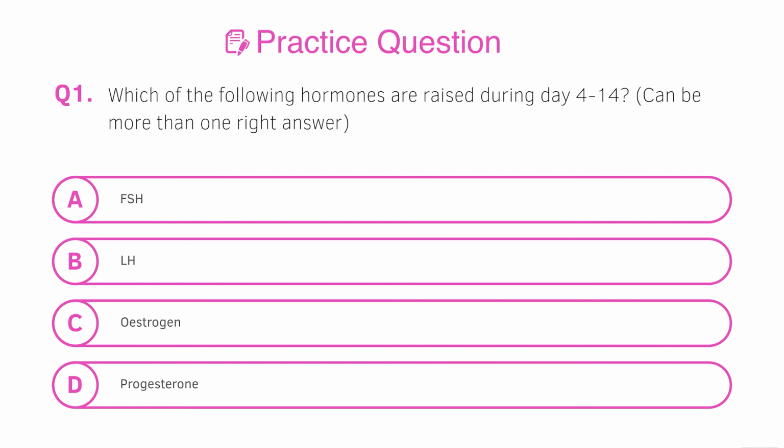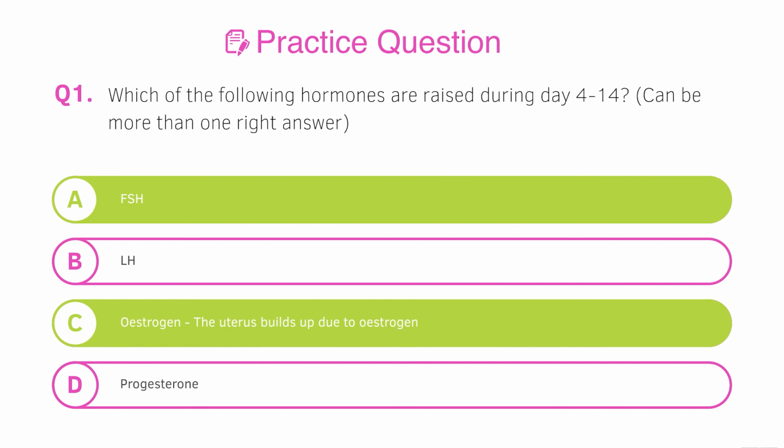So let's have a look at some practice questions. Which of the following hormones are raised during day 4 to 14? It's going to be more than one answer here that you have to select. Now remember what's happening in days 4 to 14. So perhaps pause the video at this point and I will go through the answer in a couple of seconds.